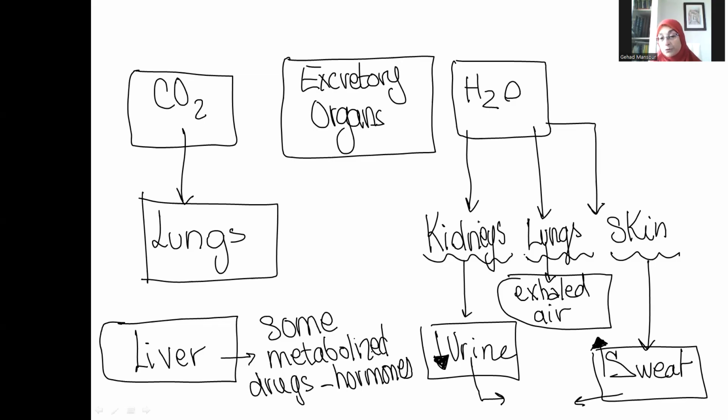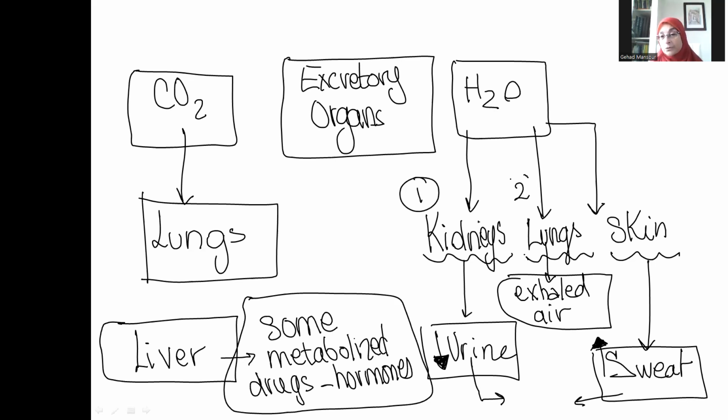This is not, of course, related to carbon dioxide and water, but it's just worth mentioning because we have mentioned 3 excretory organs: the kidneys, the lungs, and the skin. And it is worth mentioning that we have a 4th excretory organ, which is the liver, that excretes metabolized drugs and hormones in bile. What does this mean?